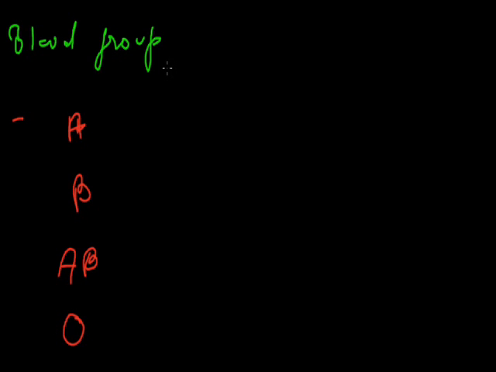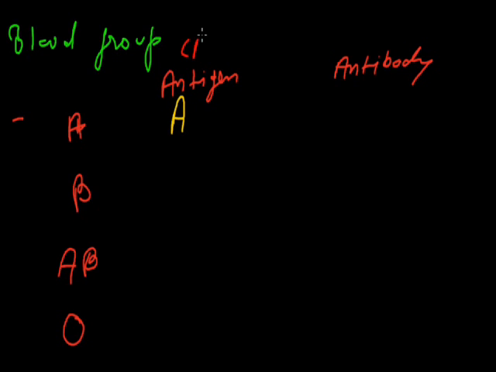Basically, blood groups are defined on the basis of the presence of antigen and antibody. If I deal with blood group A, they have antigen A. Basically, antigens are present on the surface of RBC, and antibodies are present inside the blood plasma. Antigen and antibody are both kinds of proteins present inside human beings.